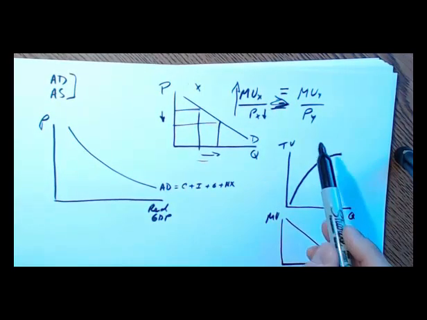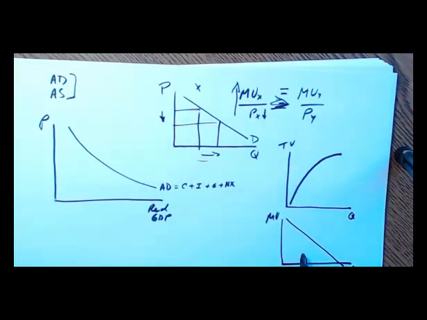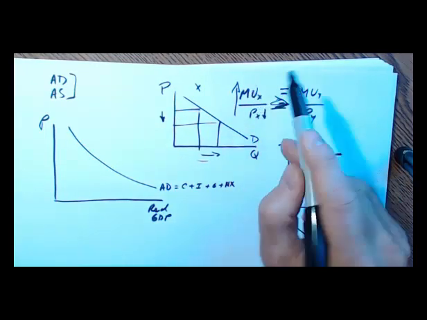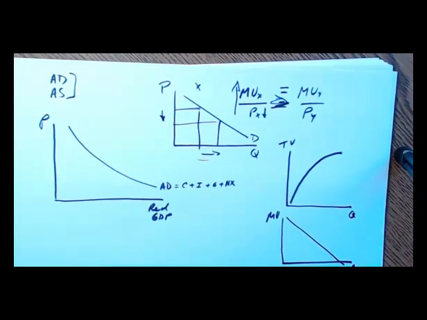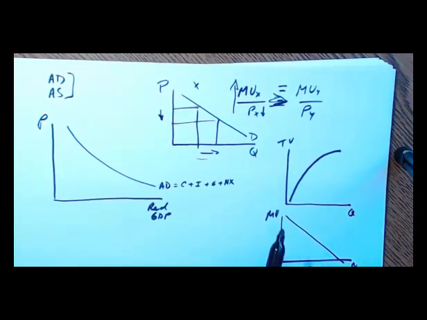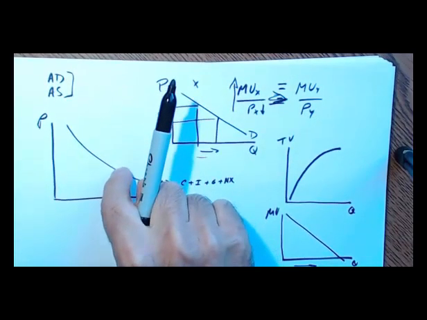If you want to consume more of X because it's cheaper, then you're going to slide down this marginal utility curve, and you're going to have less marginal utility. So that lower marginal utility will bring this side down. That's a long-winded story, basically a review of what we did with individual goods and services. Okay, this story is not the story that's behind the aggregate demand curve.